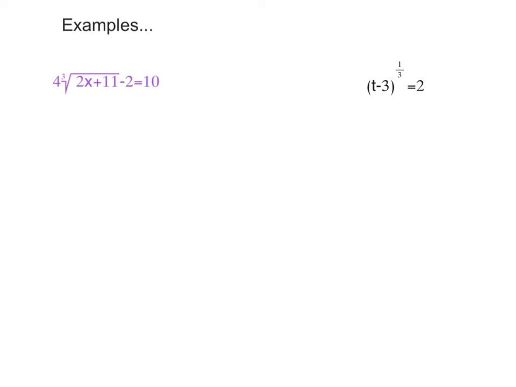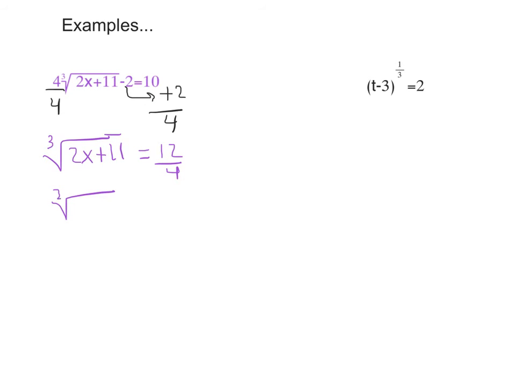On this one here, we want to solve for x, which is housed inside this radical piece. So we want to isolate that radical piece. By doing so, we're going to undo this 2 to the other side, and then we're going to divide by 4. So let's see what kind of equation that leads to. We have the cube root of 2x plus 11 equals 12 divided by 4, so that would equal 3. So the cube root of 2x plus 11 is equal to 3.